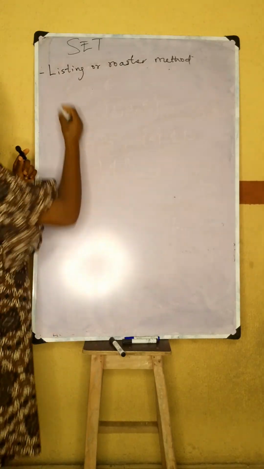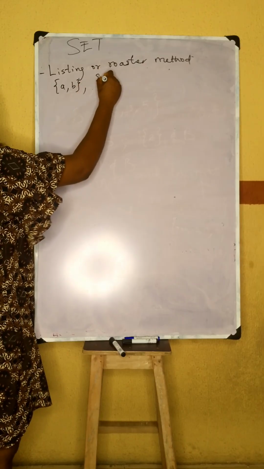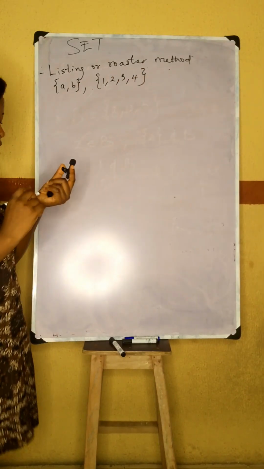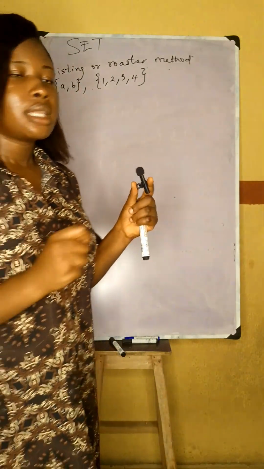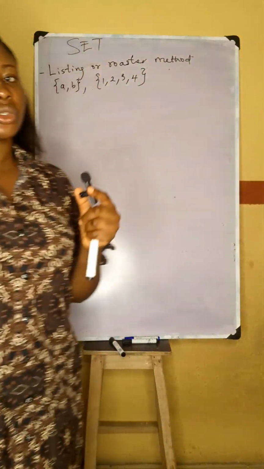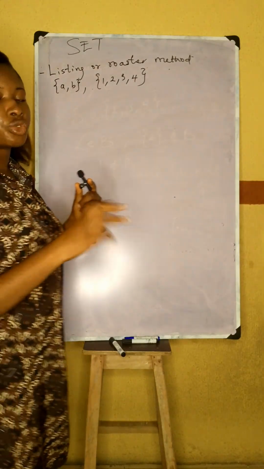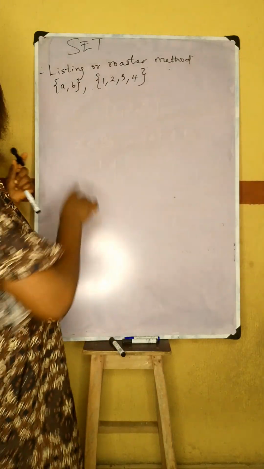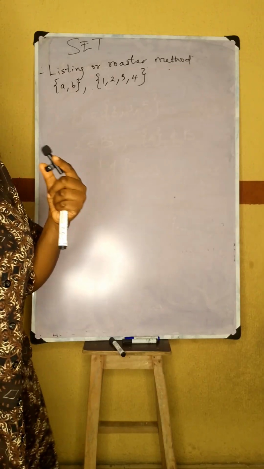When I'm writing sets like this, A, B, 1, 2, 3, 4, and all the elements of that set are clearly listed or seen, we are using the listing or roster method. There is no trick hiding it; it is clear to see, and even a child can come and tell me what is inside my set. It's called the listing or roster method.